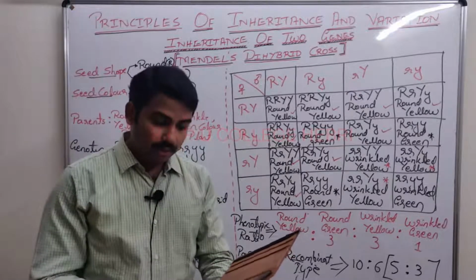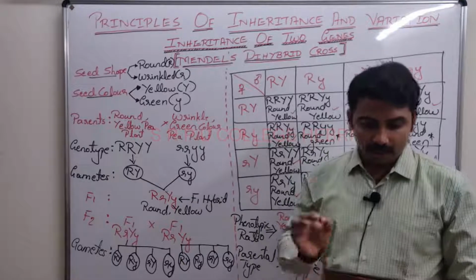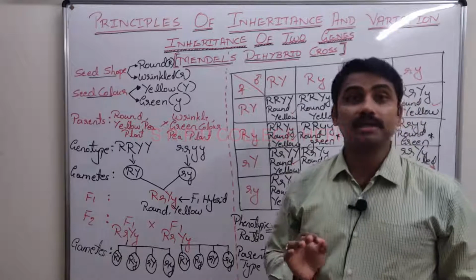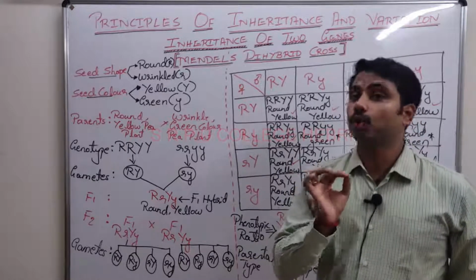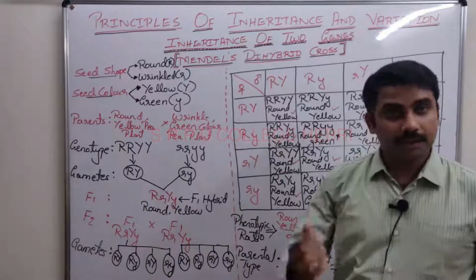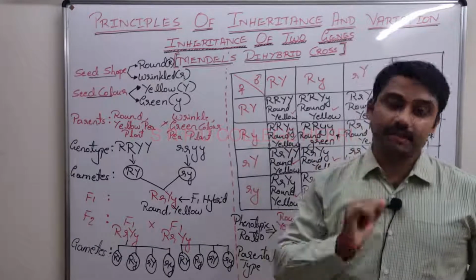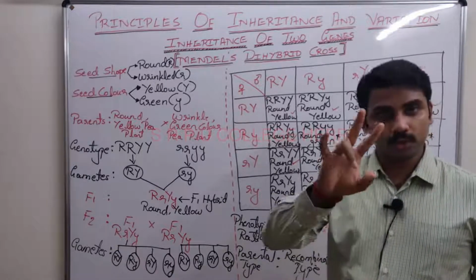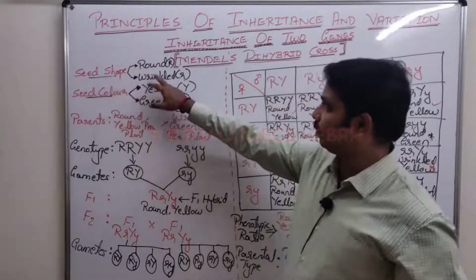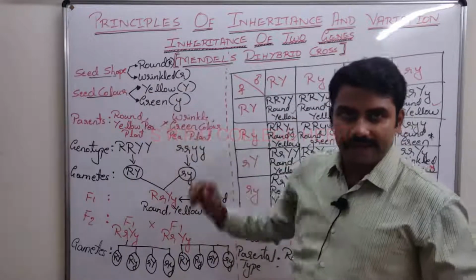I will read out the notes that you are supposed to write in the exam. You can have points of it. First you have to start with the definition. It is the cross involving two true breeding parents which differ in two characters. Next line. Mendel selected two characters. Next line, seed shape, round, wrinkled, capital R, small r. Next line, seed color, yellow, green, capital Y, small y.